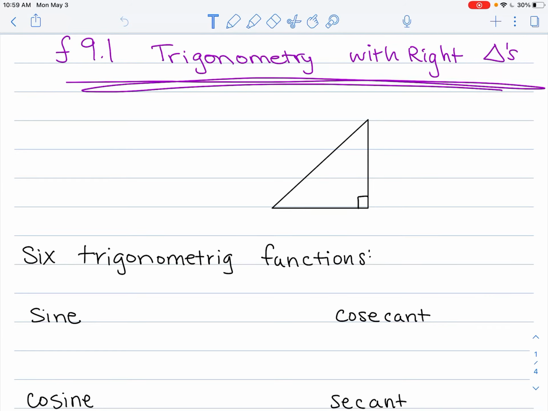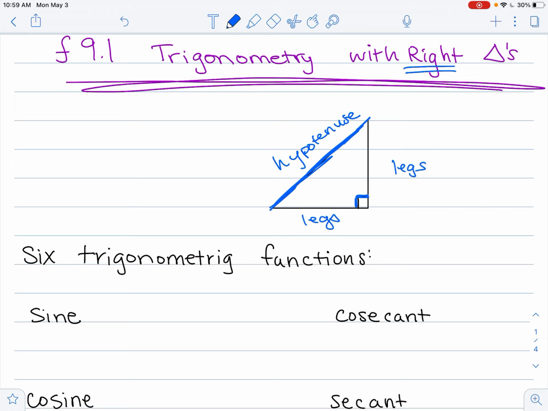Hey everybody, we're talking about trigonometry today, and hopefully this looks familiar. We're talking about right triangles. We know that a right triangle is a triangle with one right angle. And if you remember from geometry, the side opposite the right angle, or the longest side of the triangle, is called the hypotenuse side. And the other two sides are typically called the legs, right?